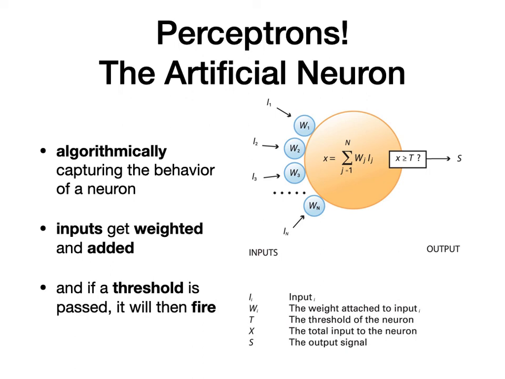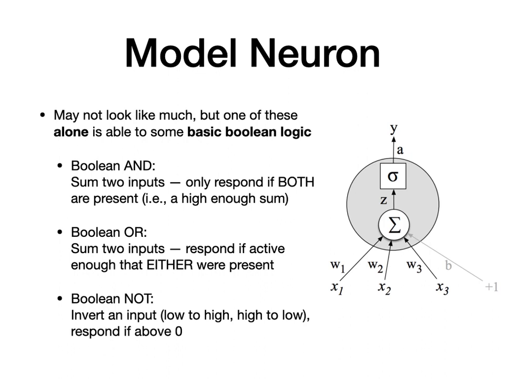To start, it's important to recognize that it can do a lot of things on its own. Our model neuron doesn't really look like much, but one of these perceptrons alone can do some basic operations. It can do some basic Boolean logic. It can capture AND, OR, and NOT. AND means we should only respond if both inputs are present, so the sum has to be over a certain threshold. OR means I should respond if either input is present. And NOT means I should respond the opposite of what's given to me, by a negative weighting.